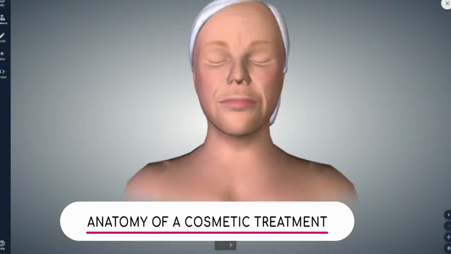Let's go to our 3D image, and we want to see what some of these common concerns are for these patients. When they come into the office, what are they looking at? What are we seeing happen to the face and the skin evolve over time?